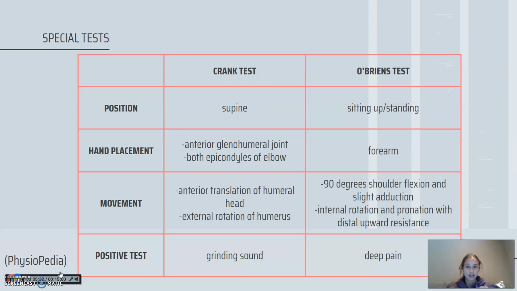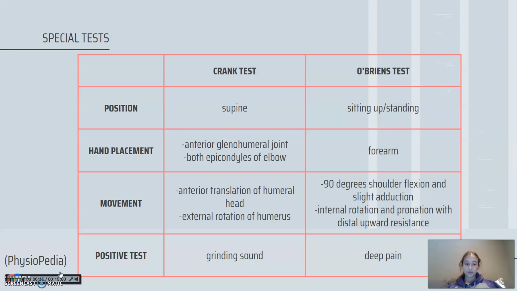For O'Brien's test, the patient is going to be sitting up or standing. You're going to place your hand on their forearm, and you're going to ask them to do 90 degrees of shoulder flexion, so that would be like this, as you can see, and slight adduction, so kind of like this, and they're going to internally rotate, so that would be with the thumb down. You're going to put your hands at the distal part of their arm, ask them to push upward, and you're going to resist their arm. A positive test is going to be deep pain.